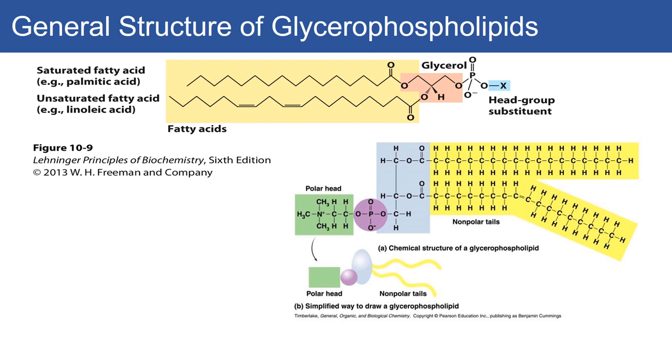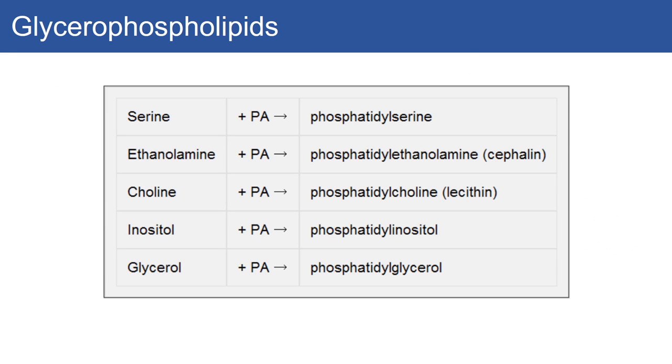The general structure of a glycerol phospholipid, again, we have our fatty acid chains, our glycerol, our phosphate linkage, and then we have a substituent head group. This can be any number of things. The unsaturated fatty acid is commonly found in that C2 position. On this polar head group, we can put any number of things.